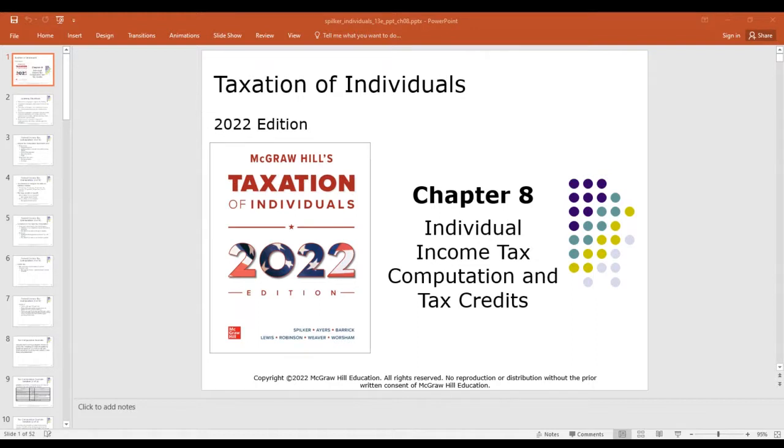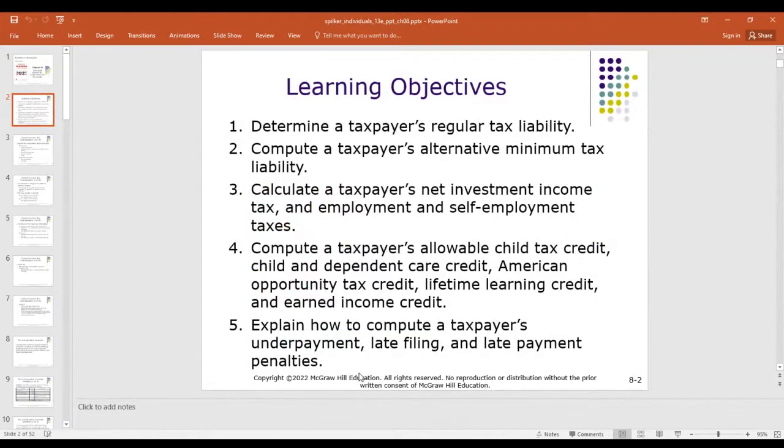So Chapter 8, let me go over to the PowerPoint itself. We're going to be looking at one more time how to determine a regular tax liability, how to compute what we call an alternative minimum tax liability. So that's something new. How we calculate a taxpayer's net investment income tax. And we've already looked at employment and self-employment taxes, but we'll review that. Then we're going to go into the tax credits.